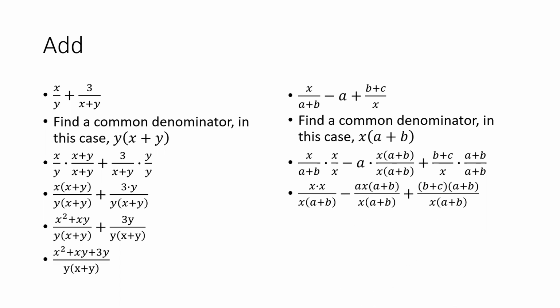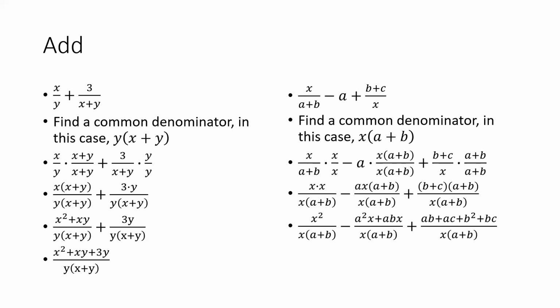So now let's do the multiplication. So the first one, you get x times x. Second one, you get a times the quantity x, ax times the quantity a plus b. And then you get the last one, b plus c times the quantity a plus b. And all of them have the same denominator now.